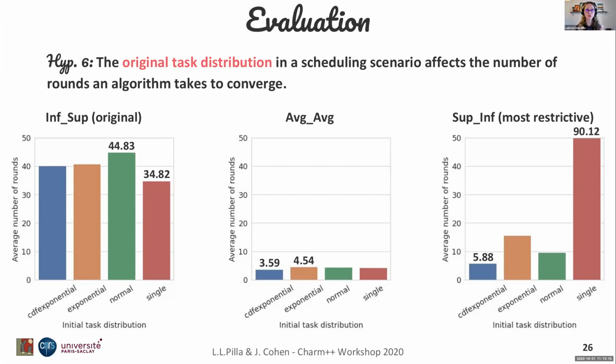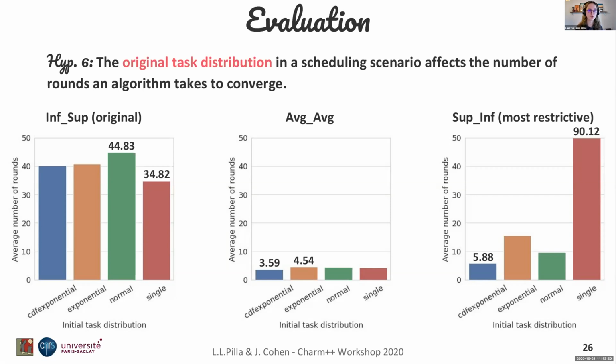For instance, for the original algorithm, we see that the single distribution, where all tasks start in the same resource, is actually converging faster on average than the other ones. Meanwhile, for the most restrictive algorithm, the original single mapping is providing very, very poor results. And for average, there's not a large difference between these results. But again, these are averages. They hide a lot of information.